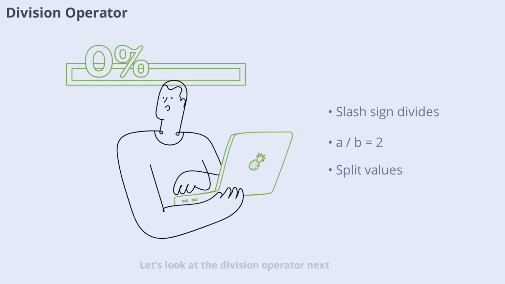Let's look at the division operator next. The slash sign (/) is used to divide numbers in JavaScript. When you write console.log(a / b), JavaScript divides a by b. With a as 10 and b as 5, the result is 2. Division helps us split values, calculate averages, or distribute items evenly. It's a fundamental operation for many mathematical and practical tasks in programming.